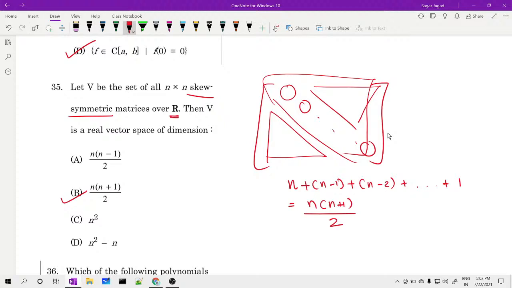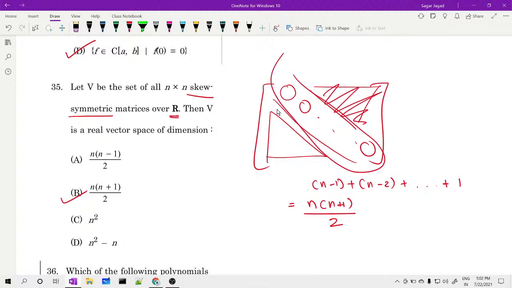Option B is correct if it was symmetric. But here, I just need to find out this part only. In this part, the diagonal is already 0, so I don't need to find out this. So this is the sum of n minus 1 terms, that is, n minus 1 into n by 2, and option A is correct.